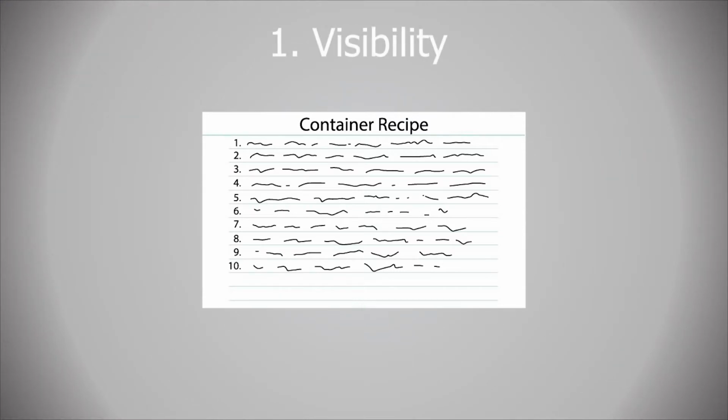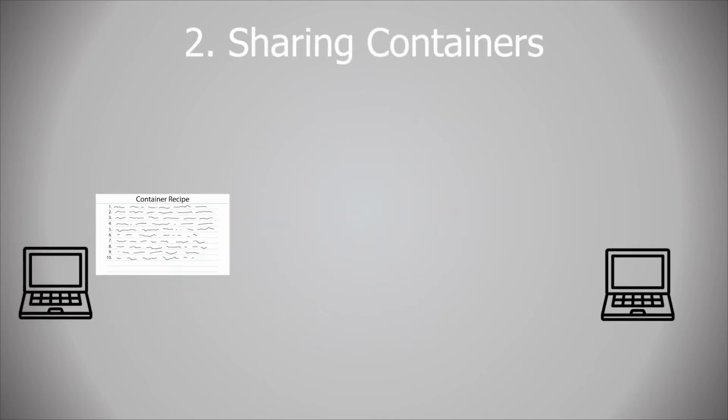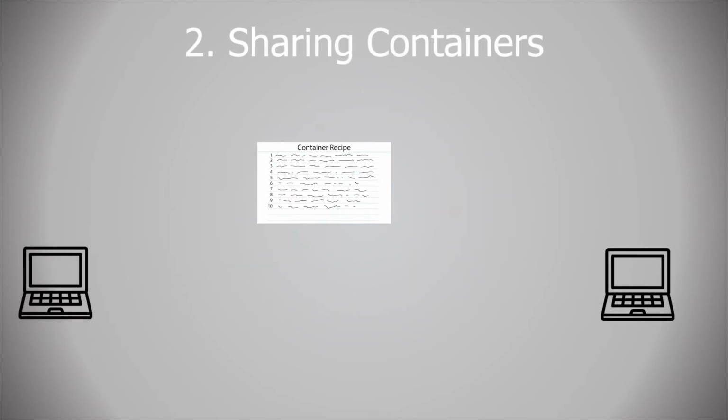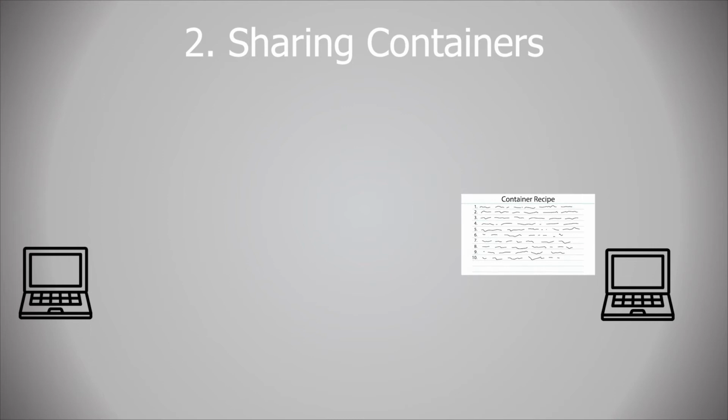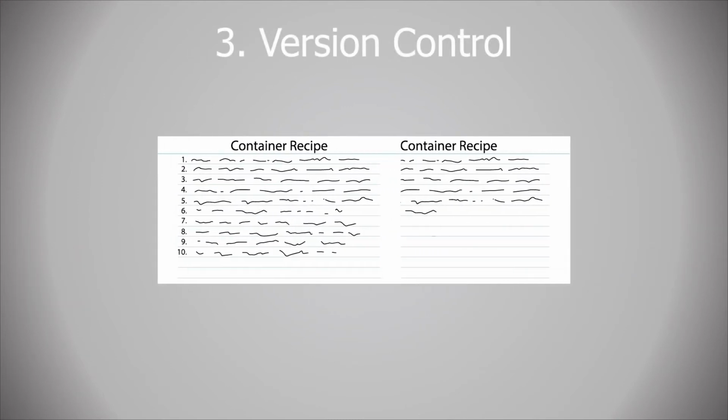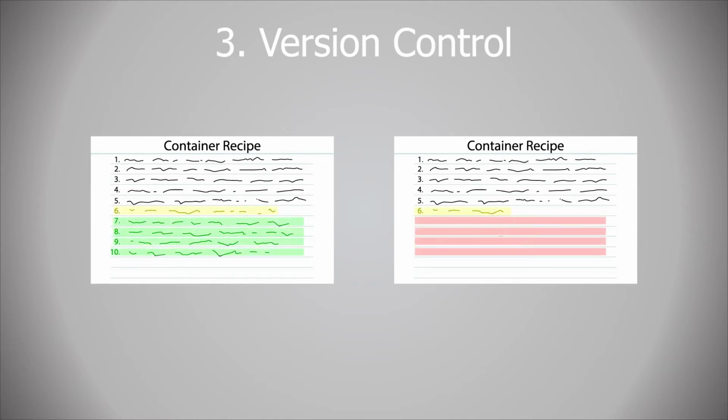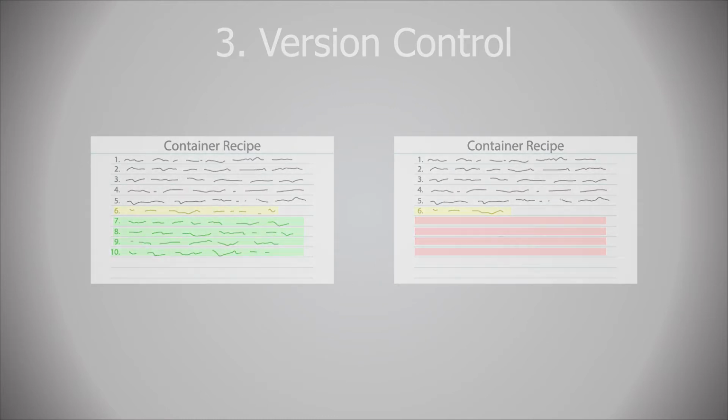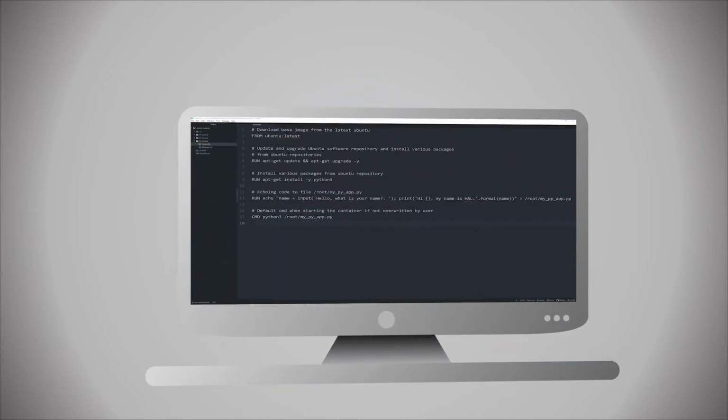1, you can see all the things that are going to be put into your container. 2, transferring your images to someone only requires you to transfer the Dockerfile instead of a massive tar file. And 3, you can use version control tools more easily to see what has been modified across versions. So let's jump straight into how you can create and use your own Dockerfile.